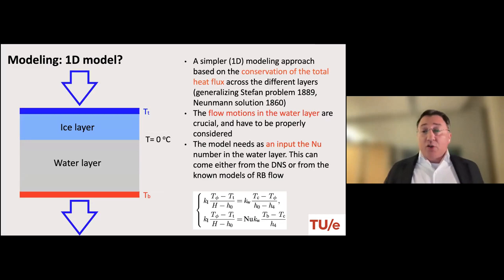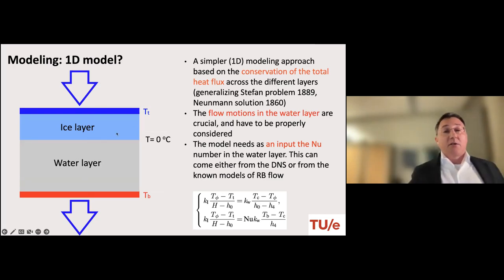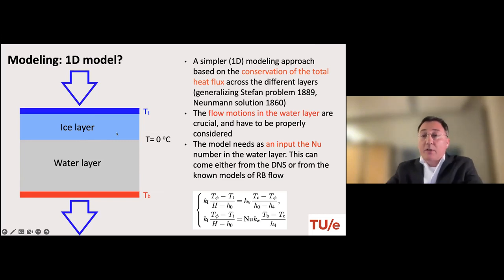I mentioned already that we are also using a one-dimensional model. The one-dimensional model is basically a generalization of the Stefan problem, the classical problem for icing with a Neumann solution. But now we are going to consider both the ice phase, the water layer, and something more that I will mention in a moment, which is associated with this density anomaly of water.